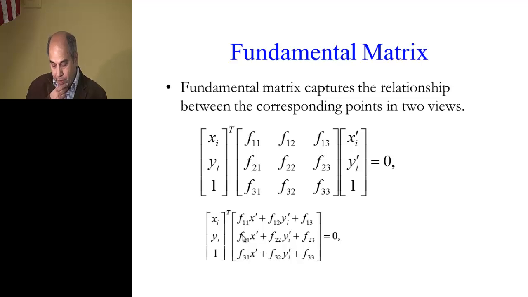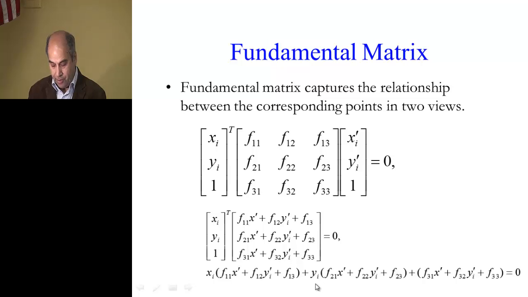So we can multiply this with the matrix. So this will become xi prime, f11, yi prime, f12, and f13, which is shown here. Multiply with the second row, we'll get this. Multiply with the third row, we'll get this. Then we multiply this with that, and then we'll get one equation.